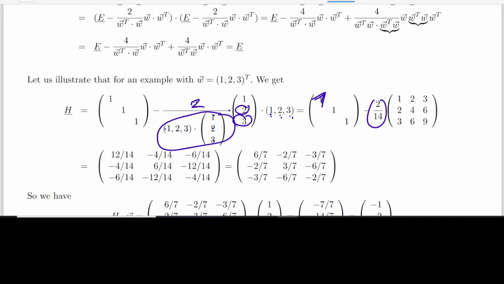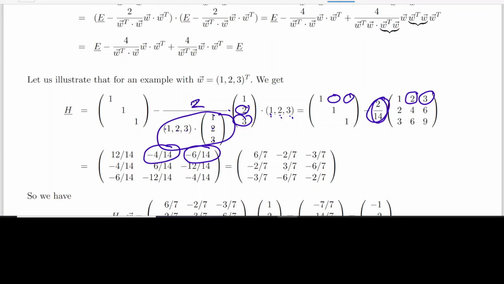1 is 14 divided by 14 minus 2 divided by 14, which is 12 divided by 14. Let's step to the next position. Here we have a 0 minus 2 divided by 14 times 2, which is 4 divided by 14. 0 minus 4 divided by 14 is minus 4 divided by 14. Then here 0 minus 2 divided by 14 times 3, it's 0 minus 6 divided by 14, so we get minus 6 divided by 14.